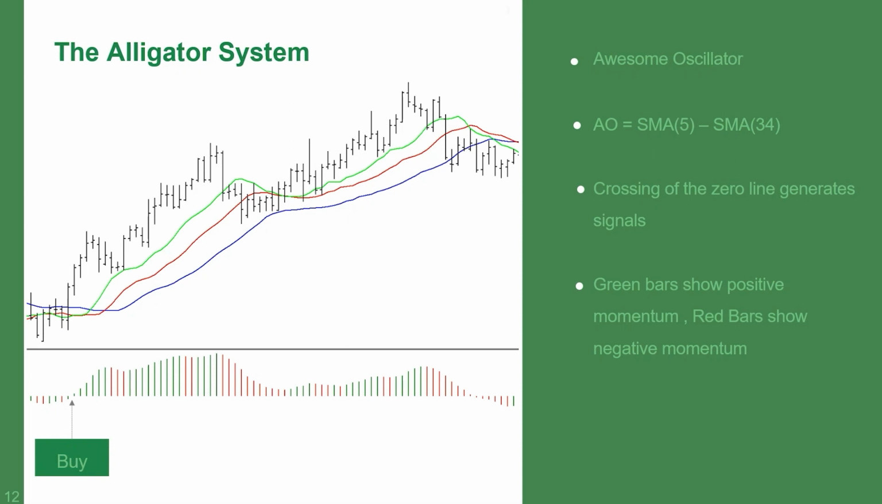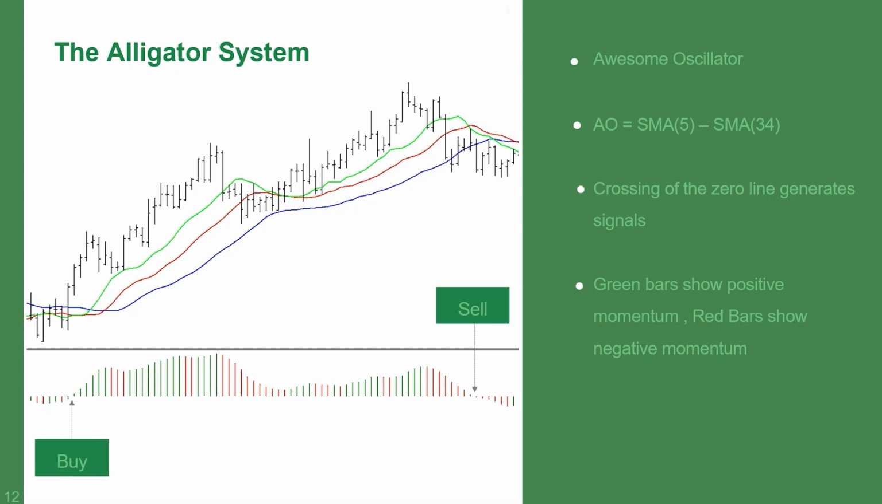Bill Williams' awesome oscillator is very similar to the moving average convergence divergence, but with different parameters. It is the difference between the 5 simple moving average and the 34 simple moving average. The crossing of the 0 line generates buy and sell signals, but another useful piece of information is that the green bars indicate positive momentum, whereas the red bars indicate negative momentum.